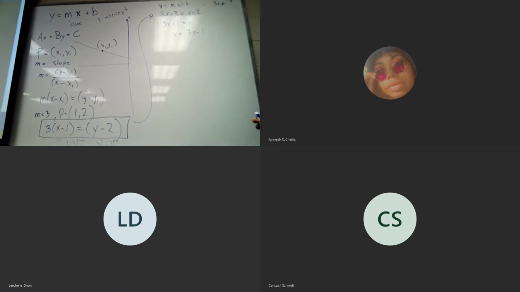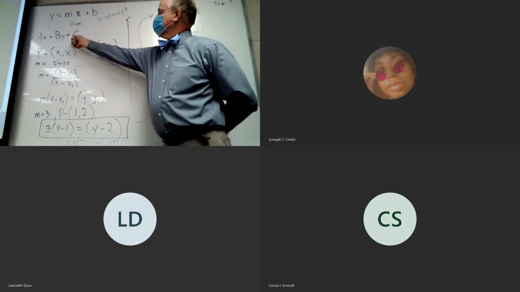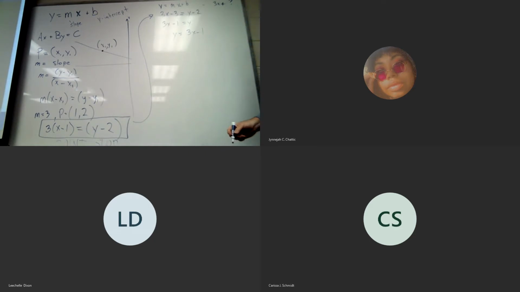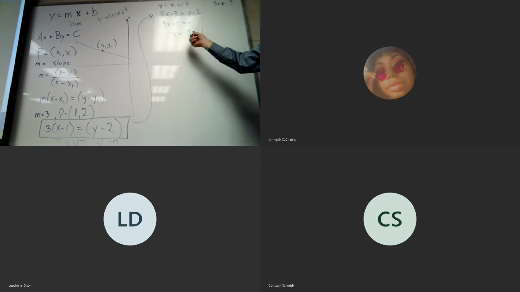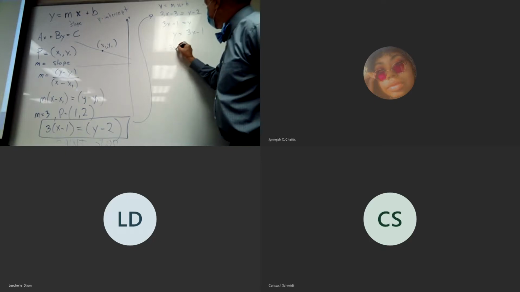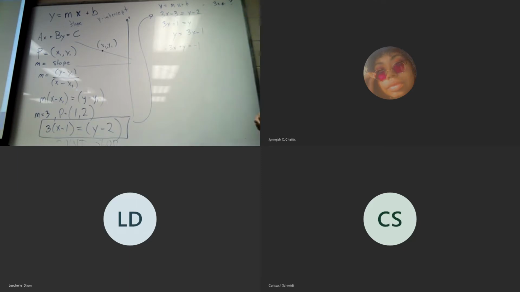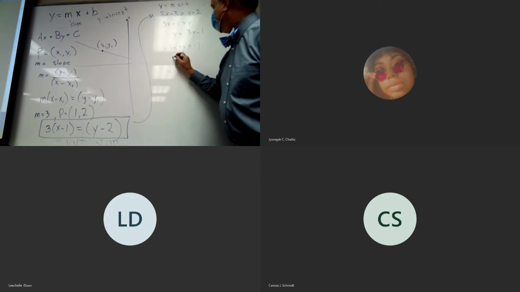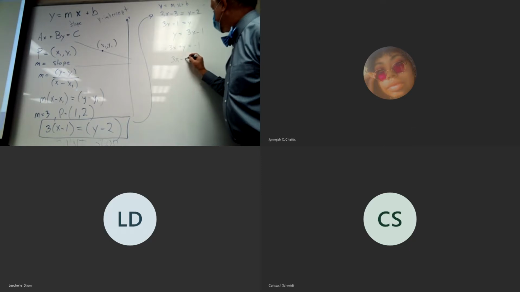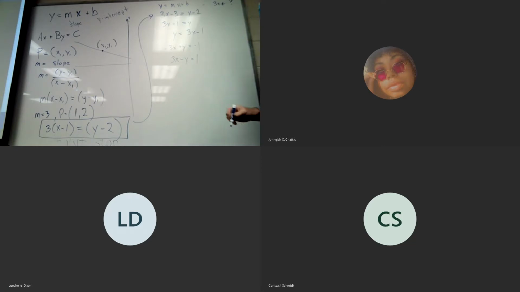mx plus b format. Let's go into the general linear equation format. That is a matter of subtracting 3x from both sides, so negative 3x plus y equals negative 1. Or if I want to make it a little easier to read, I can multiply both sides by negative 1 and say 3x minus y equals 1. Now I have it in the general linear equation format. These are all the same line.